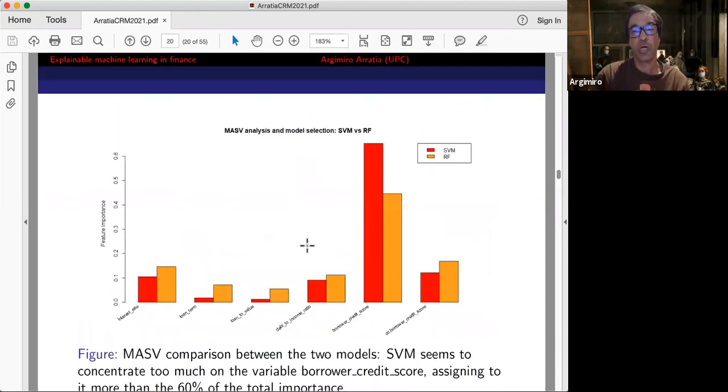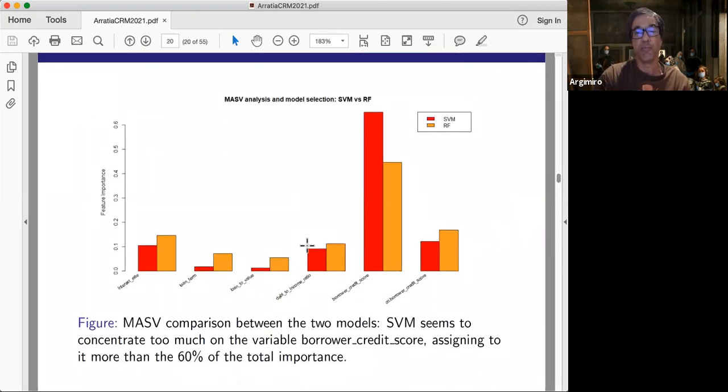But let's see how they use each one of the variables by doing the mean absolute Shapley analysis. The red bars correspond to the score that the variable got for the support vector machine, and the orange bar is for the random forest. So you see that the random forest distributes the values, or uses the variables, in a more, let's say, consistent way, although both give the most important variable.